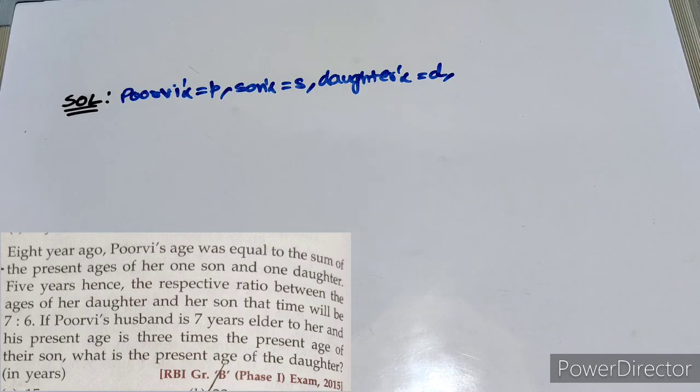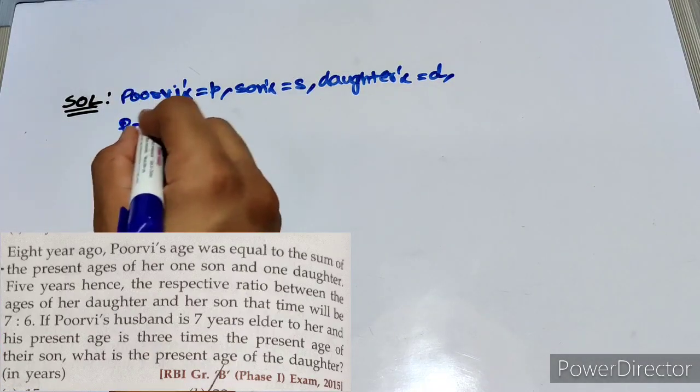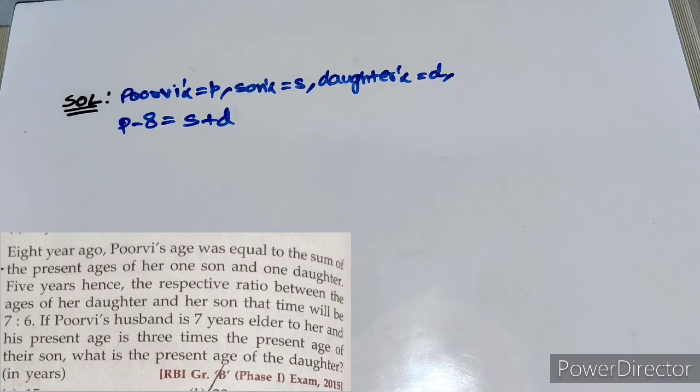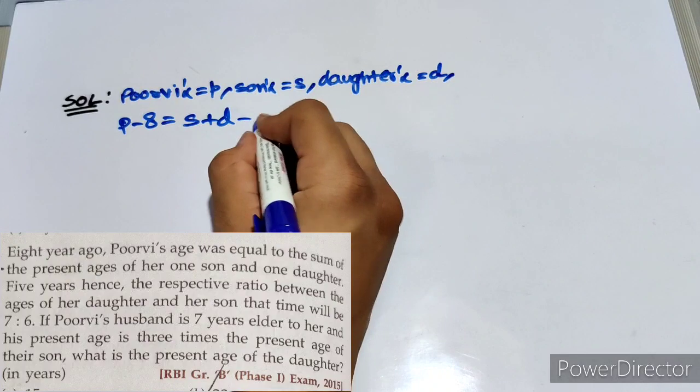Okay, and 5 years hence the respective ratio between the ages of her daughter and her son at that time will be 7:6. So the first equation we got is P minus 8 is equal to S plus D, because it is given, right, that 8 years ago Purvi's age was equal to the sum of the present ages of her son and one daughter. So this is our first equation.